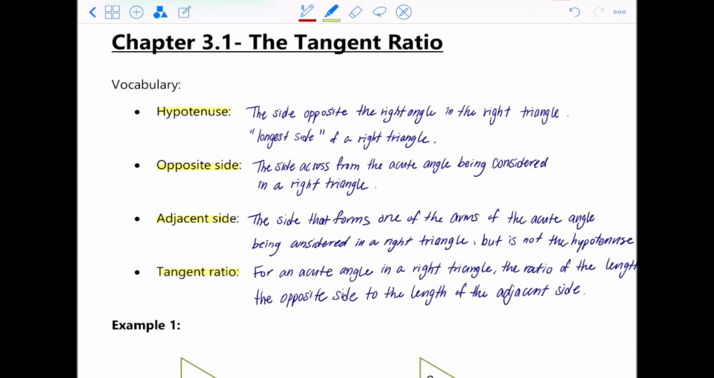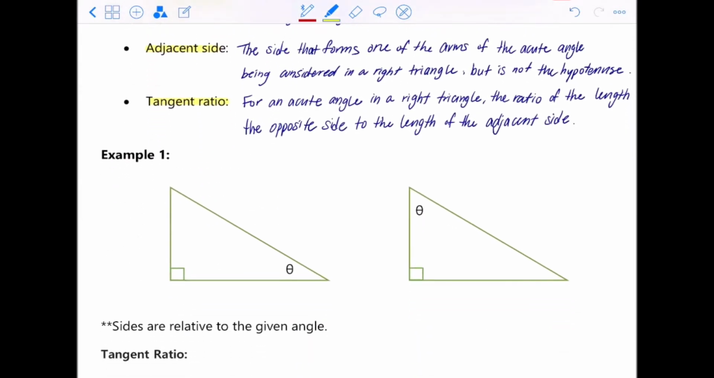Tangent ratio is the ratio of the length of the opposite side to the length of the adjacent side. Every time, the tangent ratio is represented in fraction form. Let's take a look at example 1.